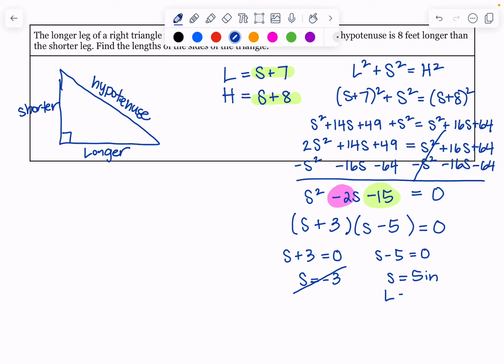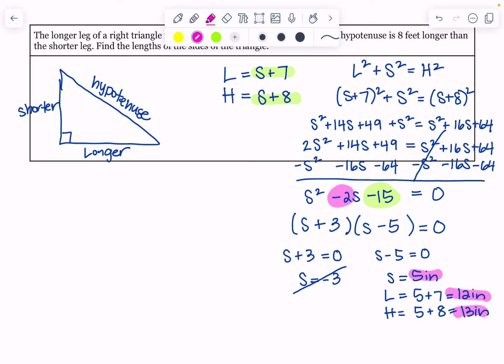From our problem, we know L is equal to S plus 7, so that L would be 12 inches. And we know our hypotenuse would be S, or 5 plus 8. So our hypotenuse would be 5 plus 8, or 13 inches. So those are our three sides of our triangle.